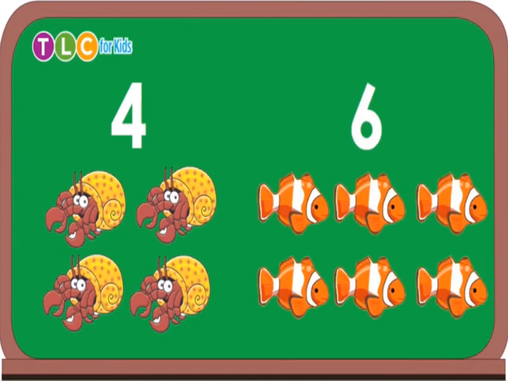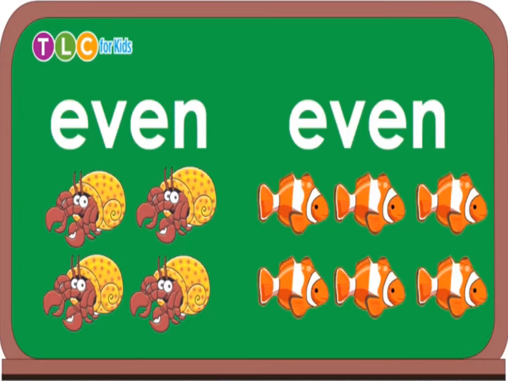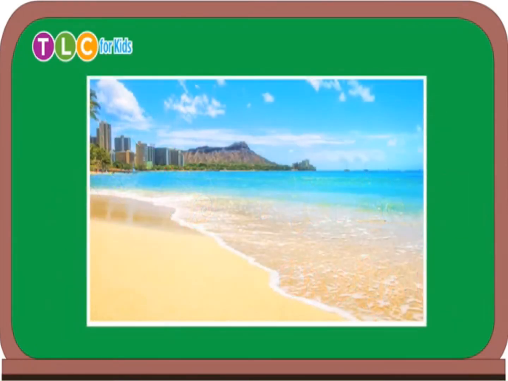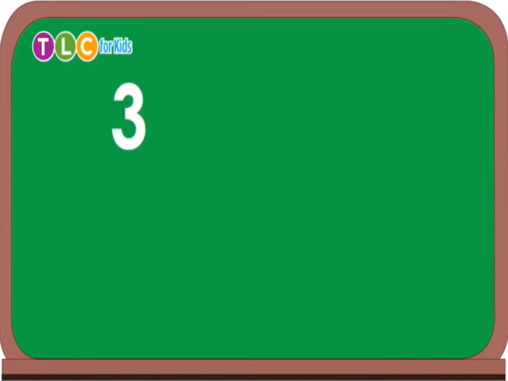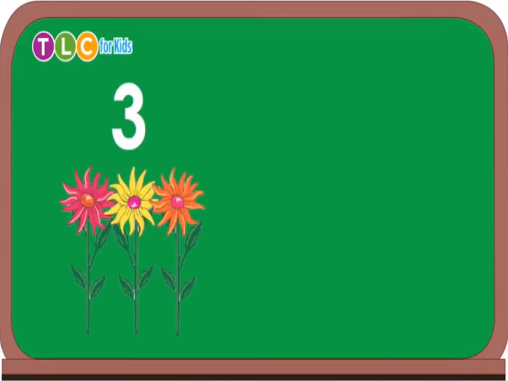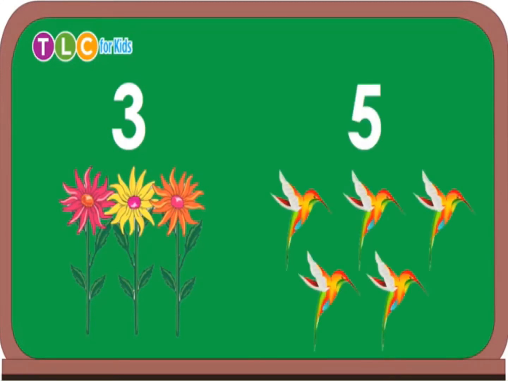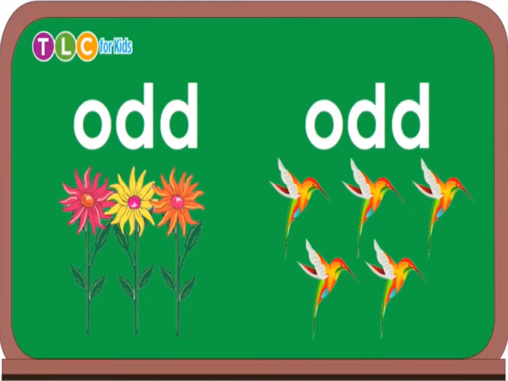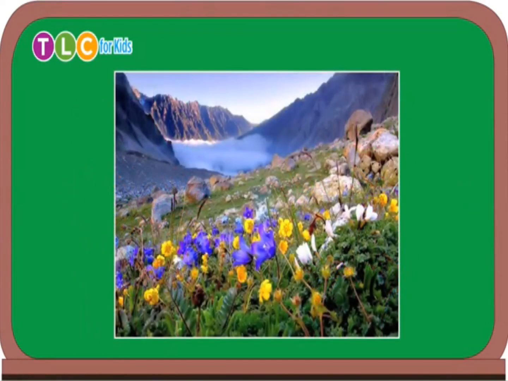Tropical fish, even numbers of crabs and fish I saw at the beach. You saw 3 beautiful flowers and 5 colorful birds. Odd numbers of flowers and birds you saw in the mountains.